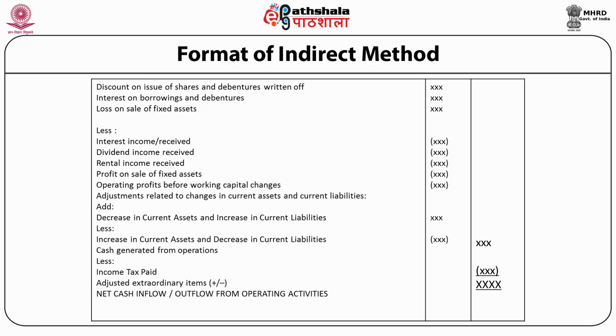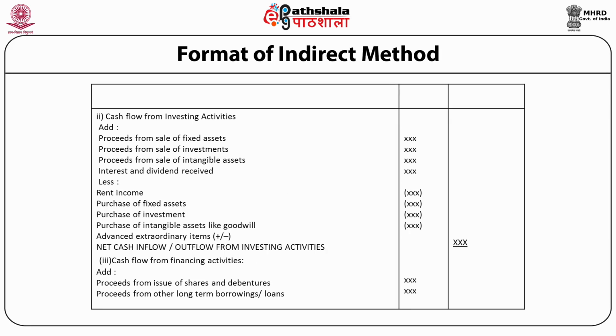We'll write this cash generated from operation amount on the outer column, and we'll deduct income tax paid out of it, and we'll adjust extraordinary items in it. This will give net cash inflow or outflow from operating activities.